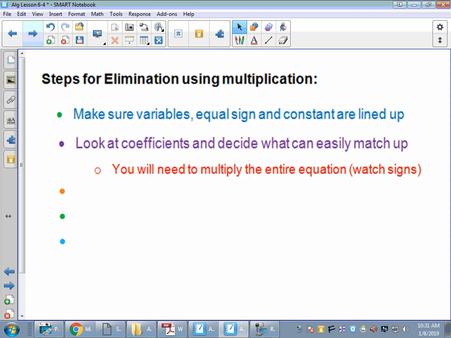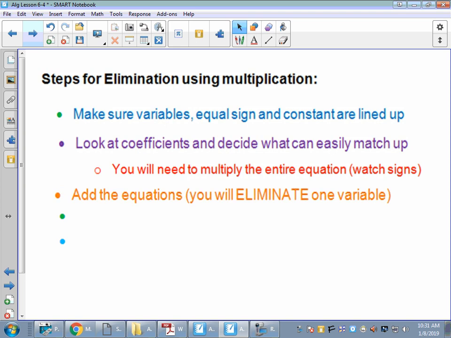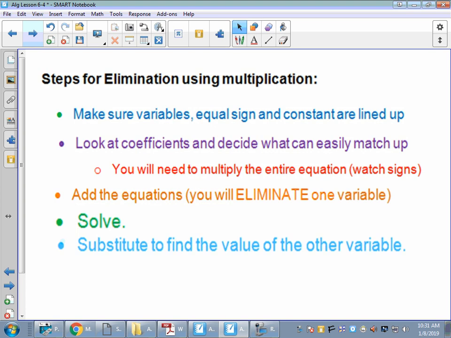And then we want to add the equations, and we're going to eliminate one variable. After we multiply, then we can eliminate using addition and subtraction. And then you remember we'll always have an easy little equation to solve. We solve that. And then we're going to, after that, substitute to find the value of the other variable. So those are our step-by-steps. So let's get to a practice problem right off the bat.